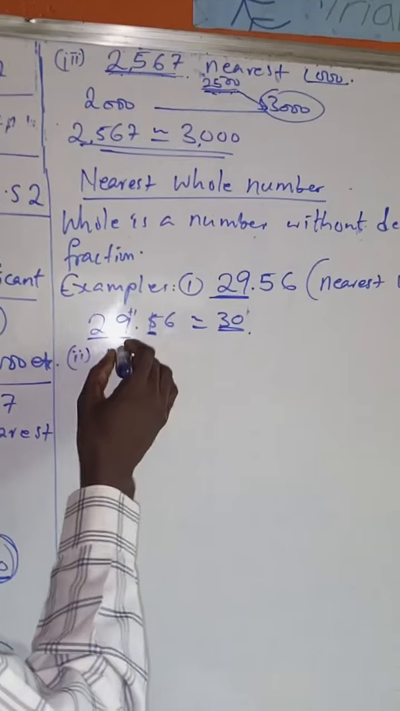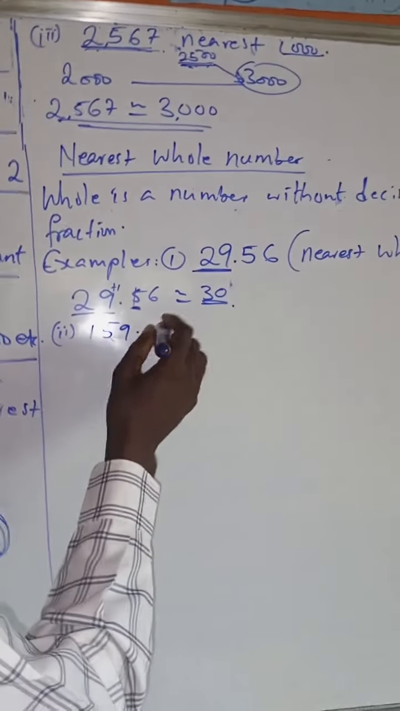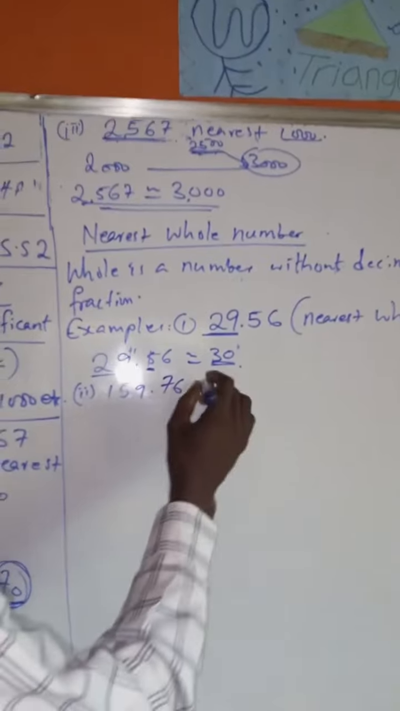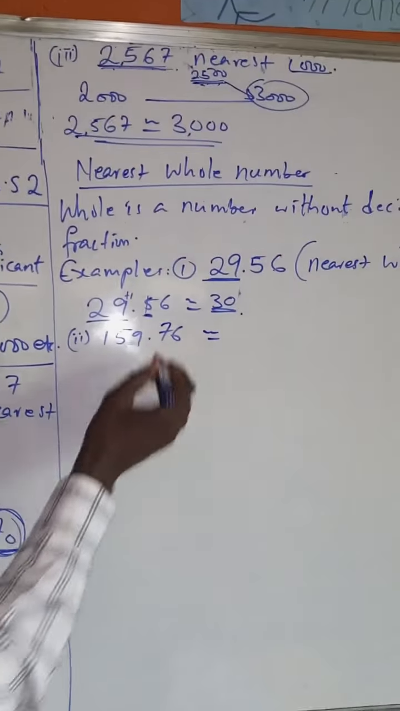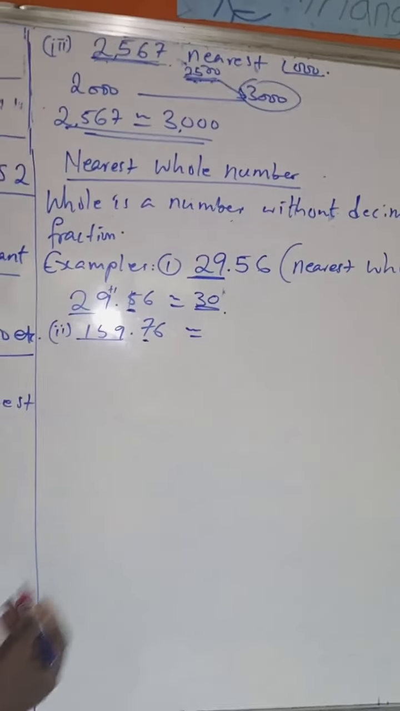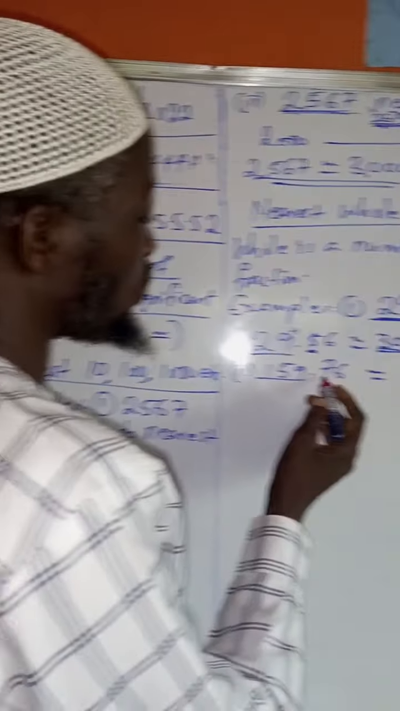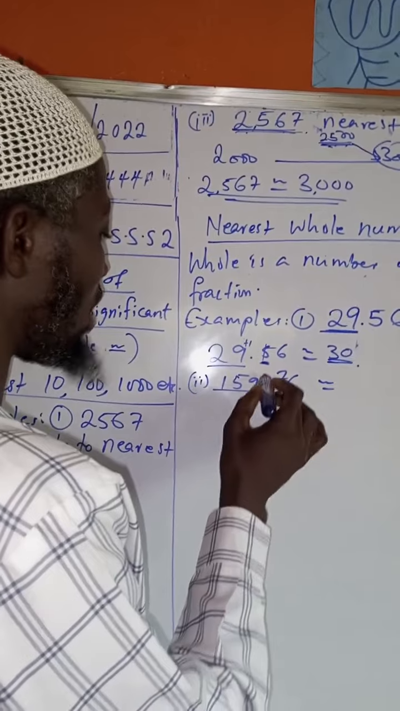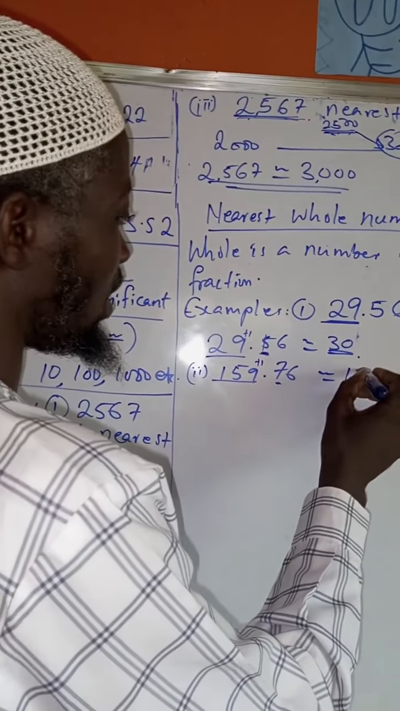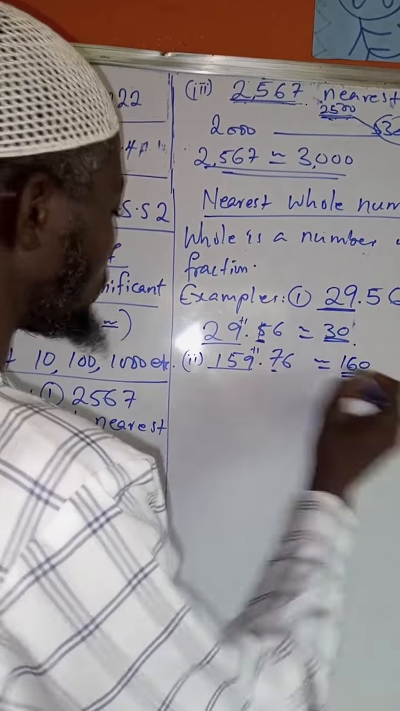Let's say I'm given 159.76. The nearest whole number: this is the number that I'm concerned with, but I'll consider the first number after the decimal. Is it up to 5? Yes. I will now change it to 1. Then I add it to this, so it will be 160.